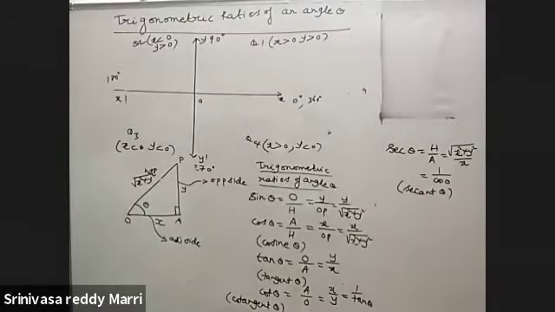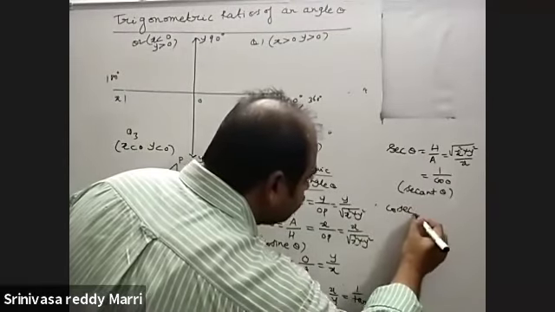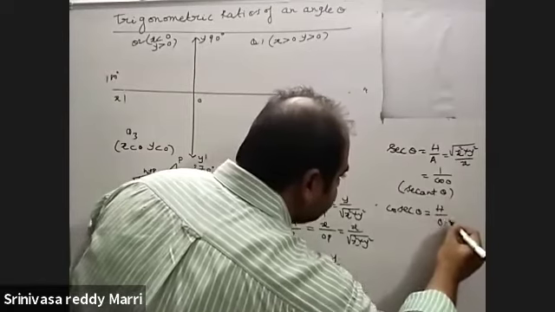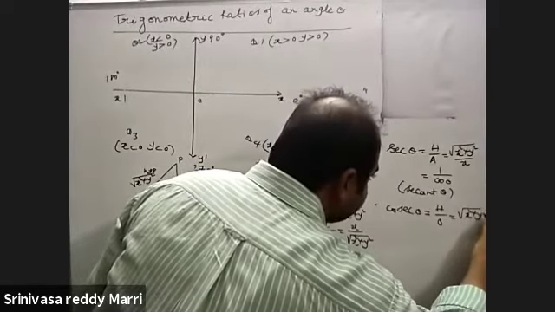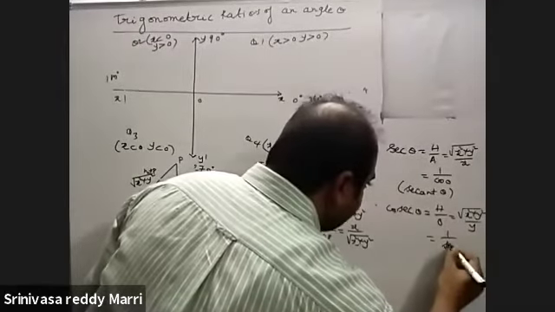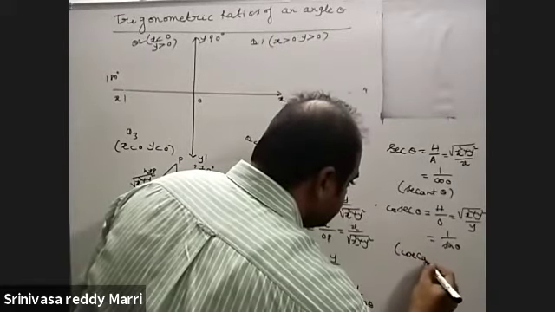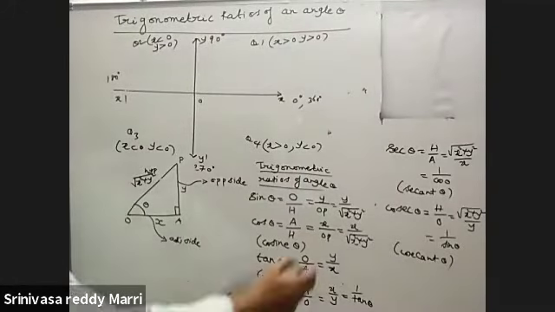This is also called secant theta. So next, cosecant theta is nothing but hypotenuse divided by opposite side. Root of x square plus y square divided by y, this is reciprocal of sin theta. This is also called cosecant theta.